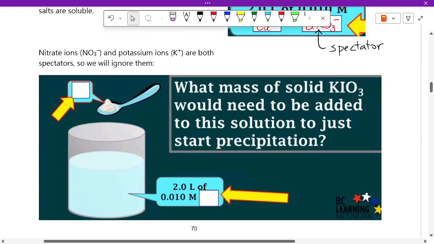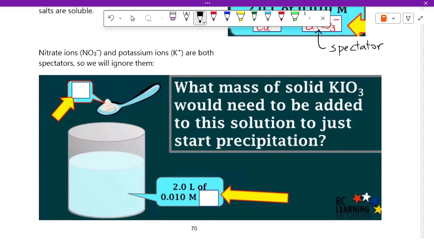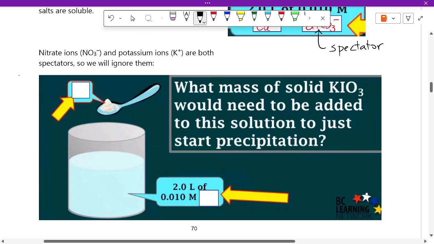Okay, so here we have our IO3-, because we don't care about the K. And down here we have copper 2+, because we don't care about the nitrate.